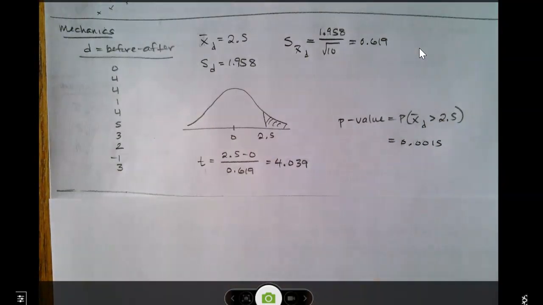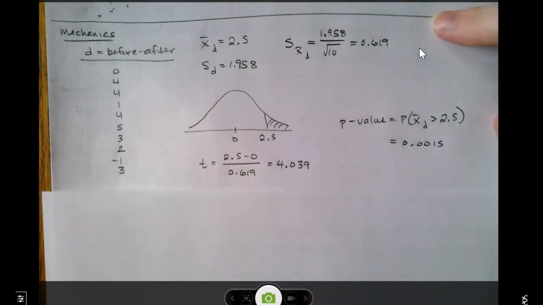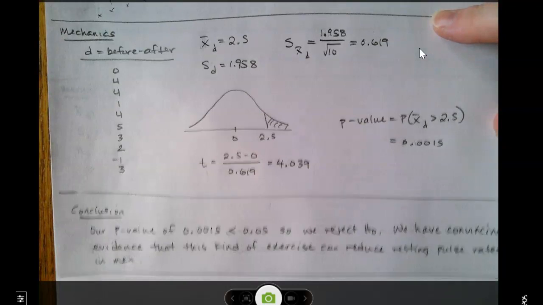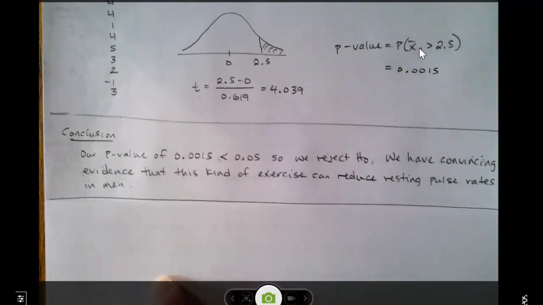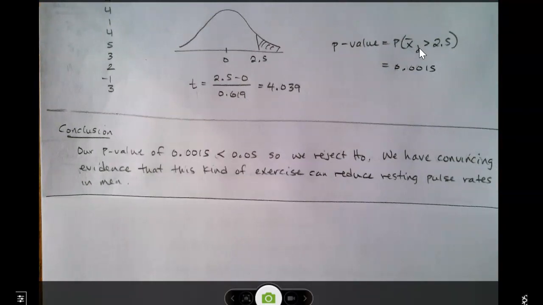So hopefully, again, you can recognize that p-value is really low. So our conclusion then is we've got a p-value that's really low. It's lower than any reasonable alpha level, so it's certainly lower than 0.05. So we're going to reject the null hypothesis and conclude that we have convincing evidence that this kind of exercise can reduce resting pulse rates in men.